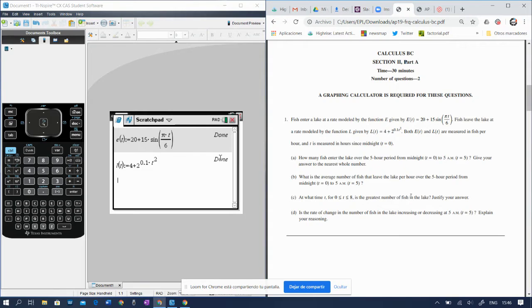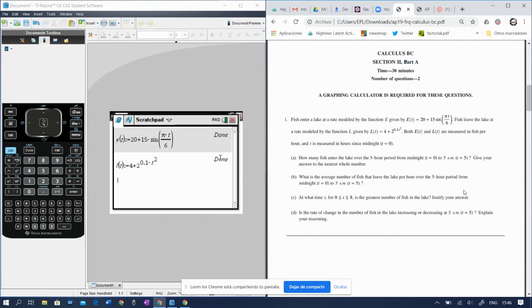Justify your answer. Now, in these calculus problems, the greatest number of fish, they're asking for the maximum or a minimum, in this case, the maximum. And that happens when the rate is 0. Remember the critical points of a function? You took the derivative and made it equal to 0 to find the maximum or minimum.